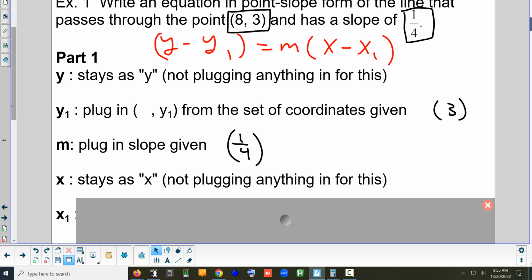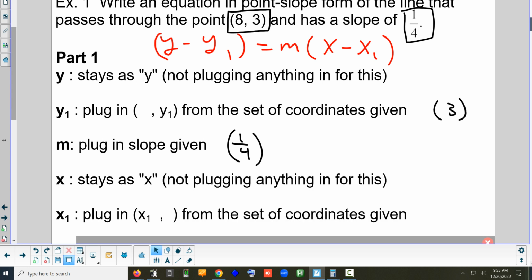x1 is going to come from something they give you. Does anybody think they know what x1 is going to be in this problem? Yep. 8. It's the 8. So the x1 comes from the first number they give you in the coordinate. It's the number before the comma. 8.